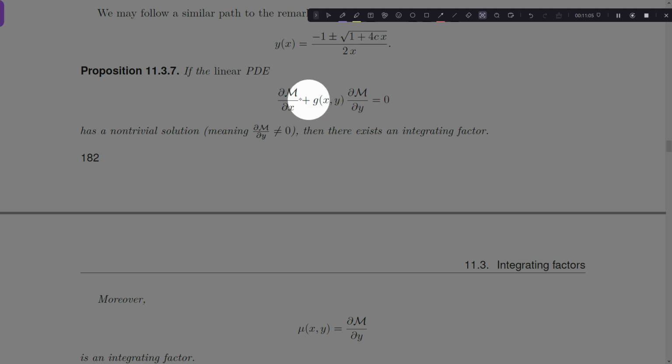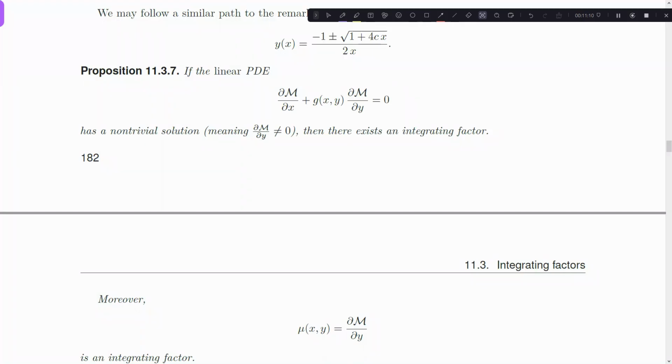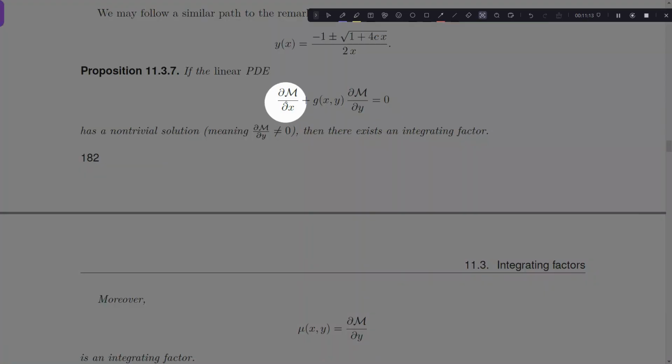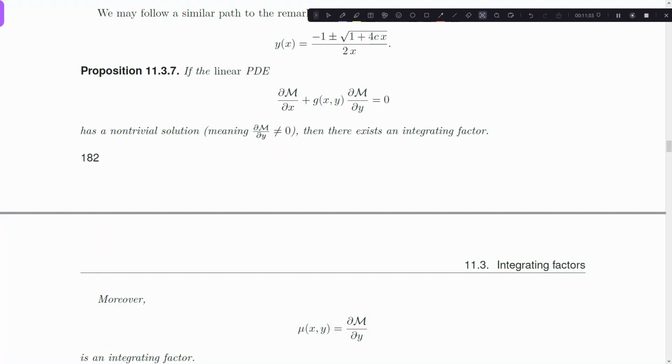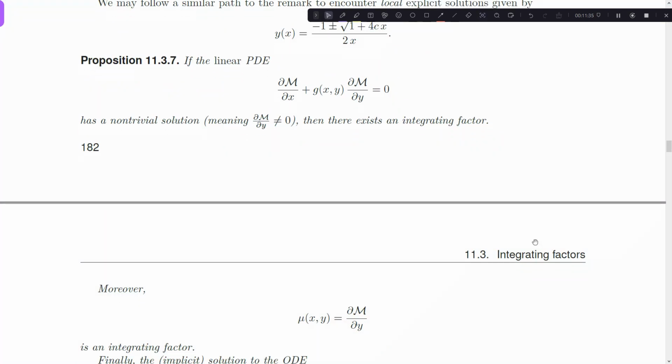So if this has a not, it's a lot more easily straightforward to write down. So it's just a derivative in M of x plus g derivative in M of y equals 0. If that has a non-trivial solution, meaning partial M partial x is non-zero, right? Because if partial M partial y were 0, then this whole term drops out and you could just let M be like a constant or something.